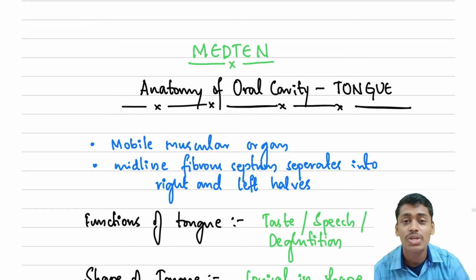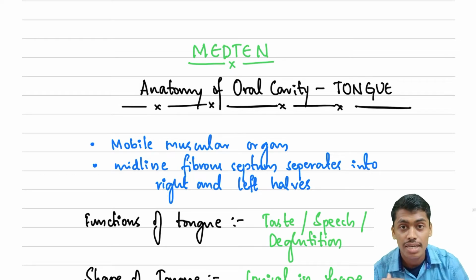So in this video we are going to learn about the anatomy of the tongue. Basically this is going to be an introduction. We are going to learn the parts of the tongue, the dorsal surface of the tongue as well as the ventral surface of the tongue.